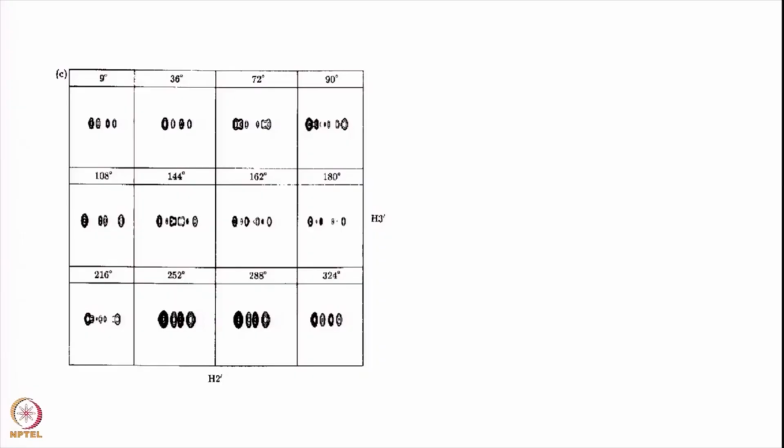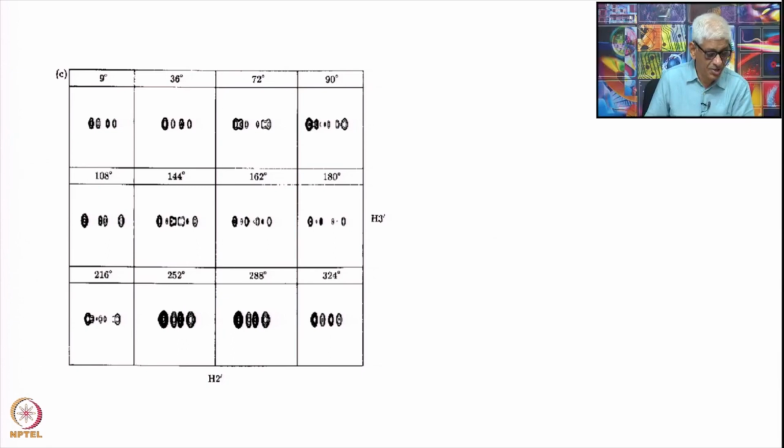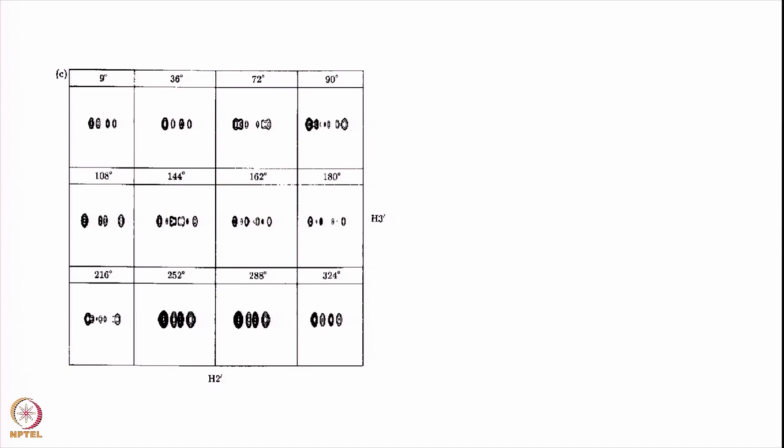Okay, now this is for the 2 prime 3 prime in the same area, for the entire region of the sugar geometries. So these form a database. All of these simulations form a database for this, again the F1 decoupled COSY. This is constant time COSY, or this is also called F1 decoupled COSY.